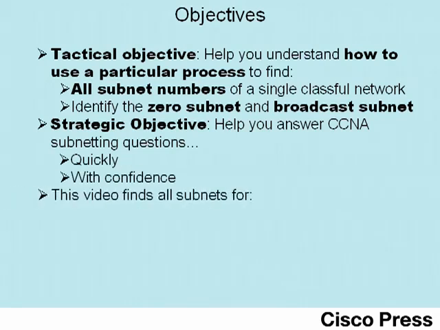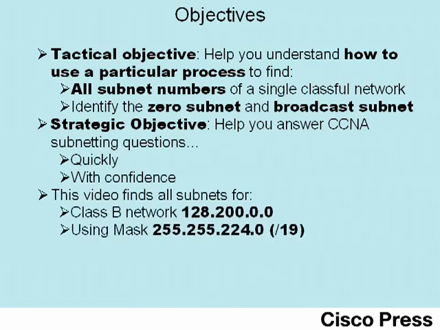This particular video shows how to find all the subnets of Class B network 128.200.0.0 using mask 255.255.224.0.